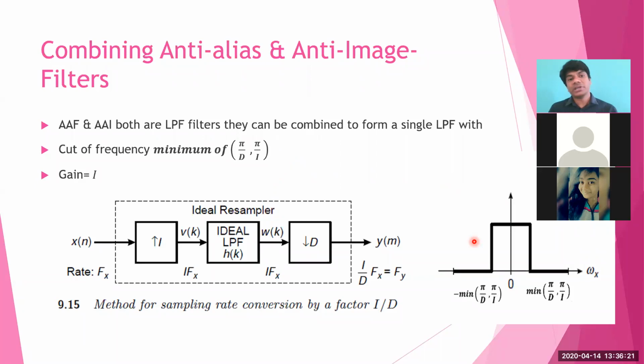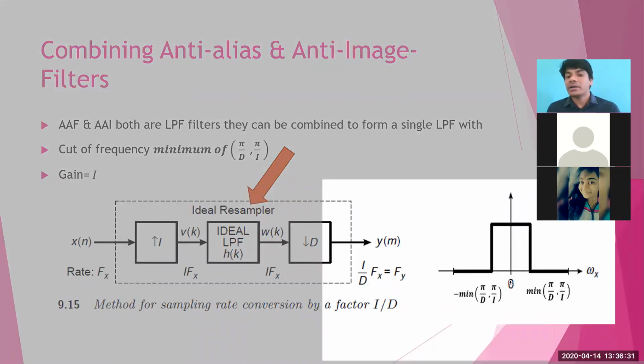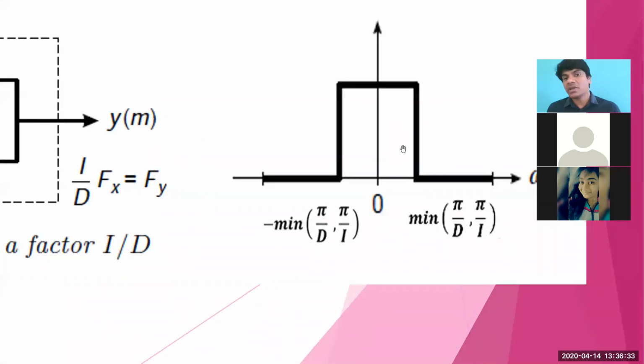But the important point here is the cutoff frequency. We have to take a minimum of pi by D, pi by I. Here you can see the response of such a filter. So now this filter performs both jobs, anti-imaging as well as anti-aliasing, depending upon what kind of I by D factor we are choosing.